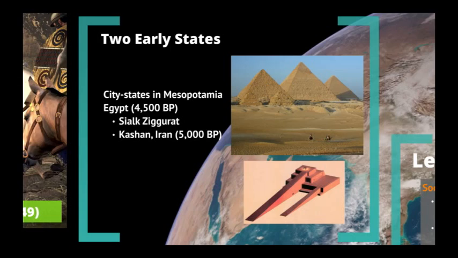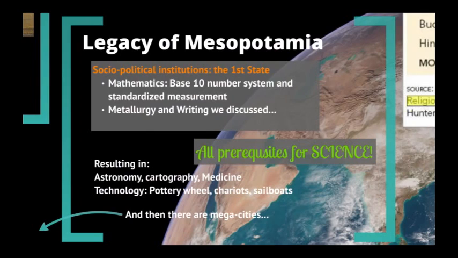So Mesopotamia left us a powerful legacy. You have basically the first states, first socio-political institutions that created and developed metallurgy and writing, as we've discussed. But also, for the first time, we have mathematics. So we have a base 10 number system and standardization of measurement.